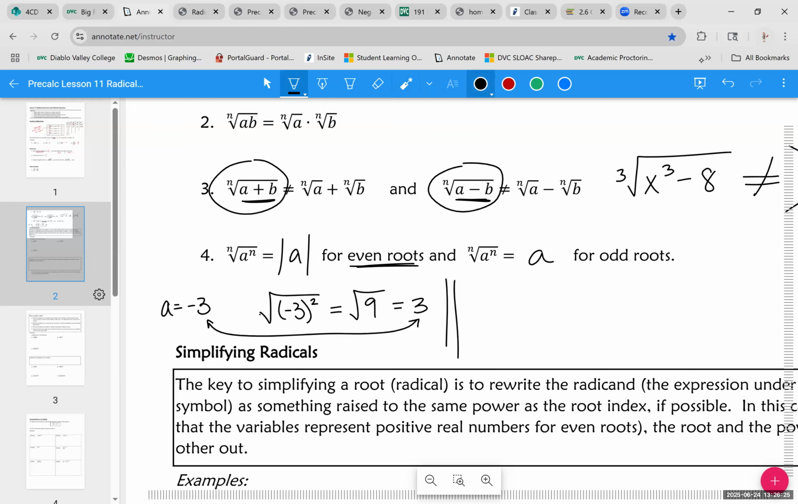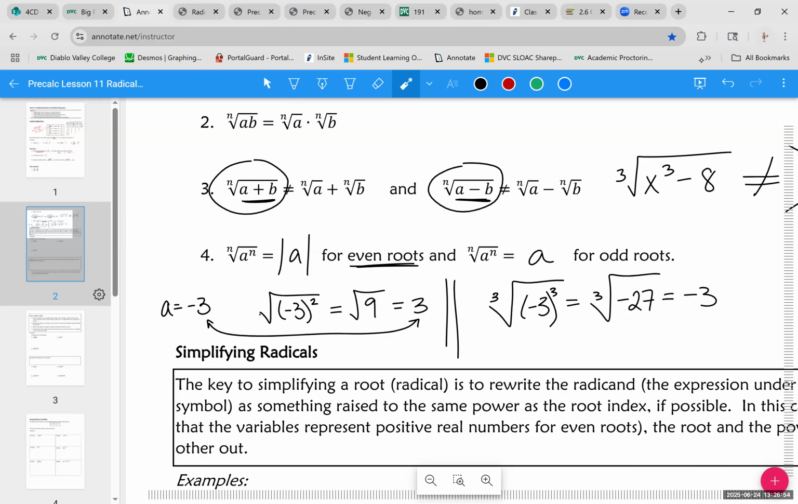However, if it's a 3rd root, then I'm going to cube the -3 to get -27, and then the cube root of a negative is a negative. So I do get what I started with. So we often talk about the fact that the power and the root cancel each other out, but for even roots, we need to keep in mind that that's actually going to give us the positive version.